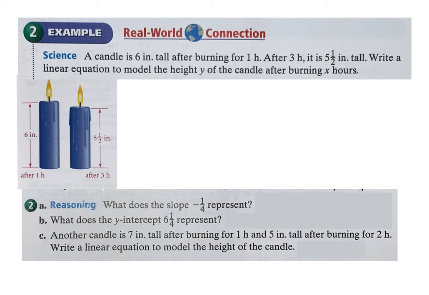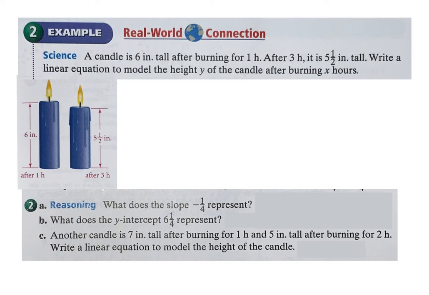So the first way that they can give you a linear model is by somewhere in the description giving you the slope, giving you the y-intercept. They're basically giving you some rate of change and then some starting point that you're going to add to it. Another way is they can actually give you 2 points. You think of these points as an XY and an XY. That's the situation here. A candle is 6 inches tall after burning for 1 hour. After 3 hours, it is 5.5 inches tall. Write a linear equation to model the height of the candle, which they gave you as Y, after burning X hours.